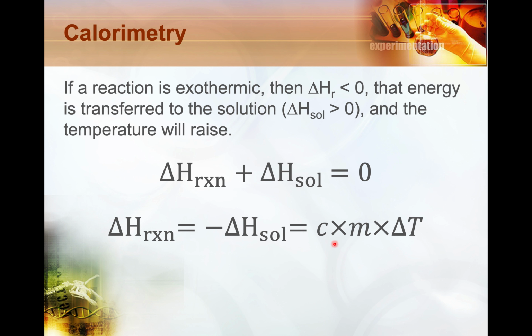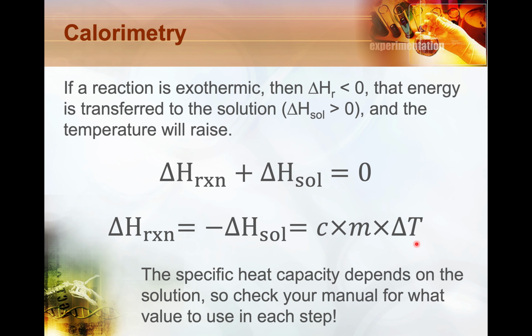And as you learn in class, the enthalpy of the solution is simply the specific heat capacity, which you'll find in the manual because it depends on the solution that we'll use, the mass that you use inside of the calorimeter, and then the change in temperature. And this is what you'll actually measure, is the final temperature and the initial temperature. And as I said, we'll be doing a couple different reactions, and the specific heat capacity isn't always equal to just the specific heat capacity of water. So you'll have to check to see which value you should be using in each step.